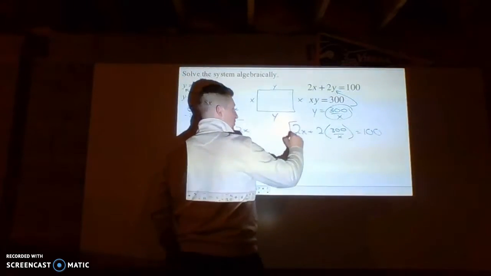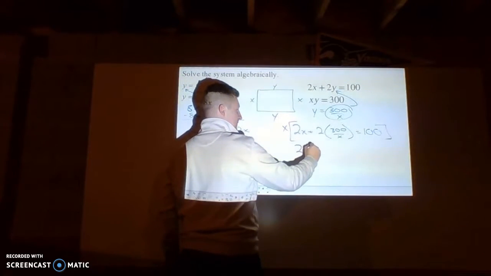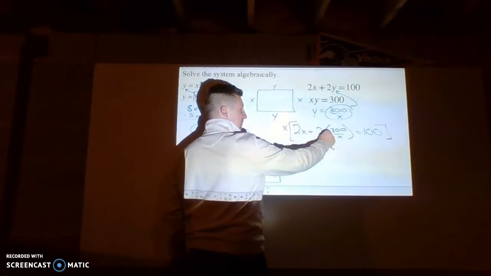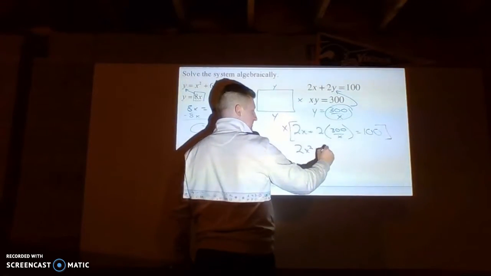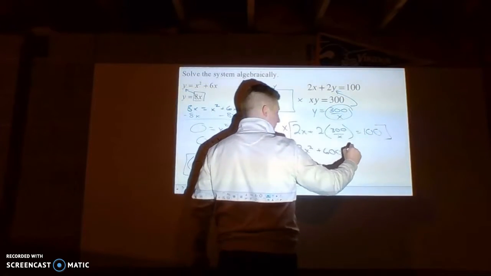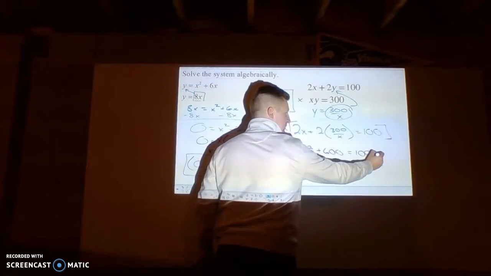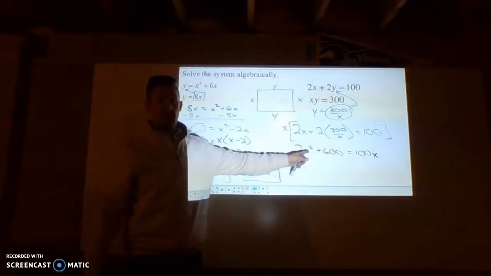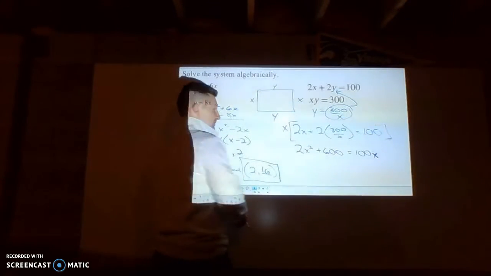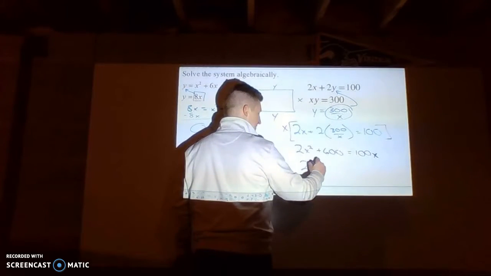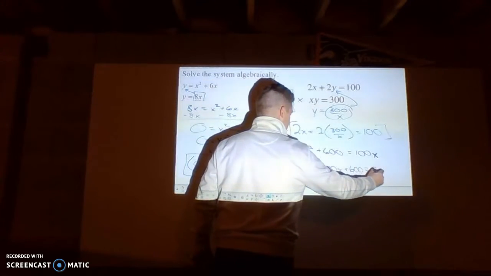So if I were to multiply the whole equation by x, x times 2x is 2x squared. x times 2 times 300 divided by x is going to cancel the x's. x over x cancels. 2 times 300 is going to be 600. And then x times the 100 over there is going to equal 100x. So now again, I've got an equation in terms of x. It's quadratic because there's an x squared in it. I'm going to set it equal to 0 and solve using my quadratic method. So if I subtract 100x from both sides, 2x squared minus 100x plus 600 is equal to 0.